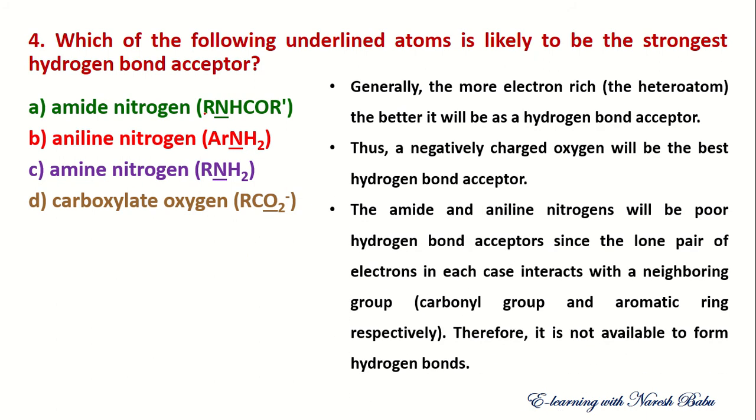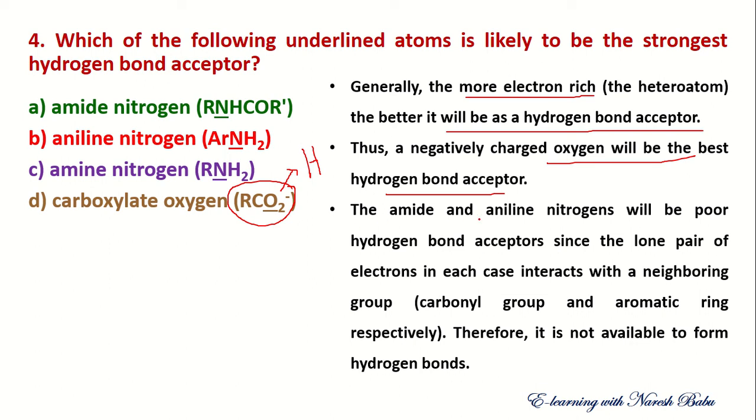So which one is the better hydrogen bond acceptor? Generally, the more electron rich the heteroatom-containing compound, the better the hydrogen bond acceptor. Electron rich should be present. So here, the carboxylate ion: the hydrogen is removed from the carboxylic acid and it forms a carboxylate, COO minus. So it is electron rich, and electron rich means it can easily make a bond with the hydrogen atom. Thus the negatively charged oxygen will be the best hydrogen bond acceptor.